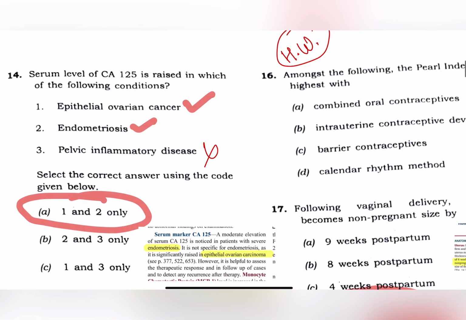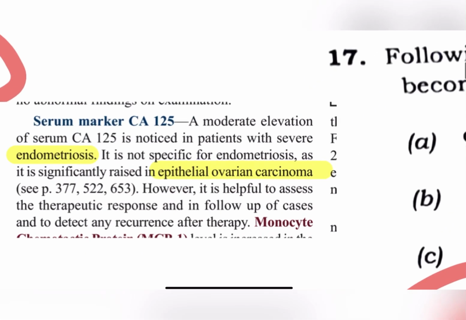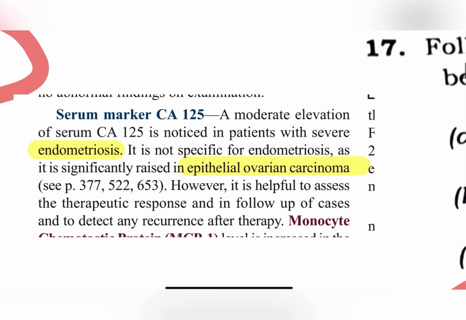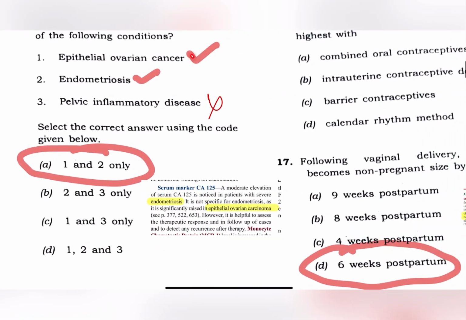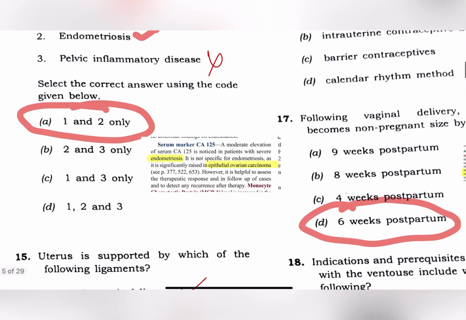Serum level of Ca-125 is raised in which of the following conditions? Serum Ca-125 is raised in the case of endometriosis and epithelial ovarian cancer. So the answer for this is epithelial ovarian cancer and endometriosis. It is not raised in pelvic inflammatory disease.